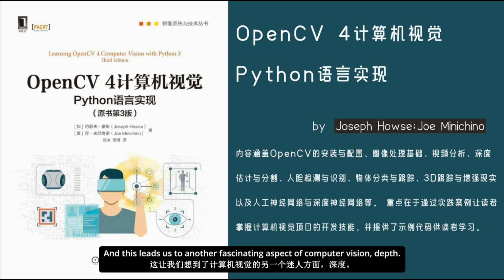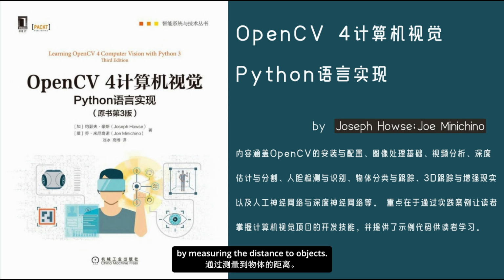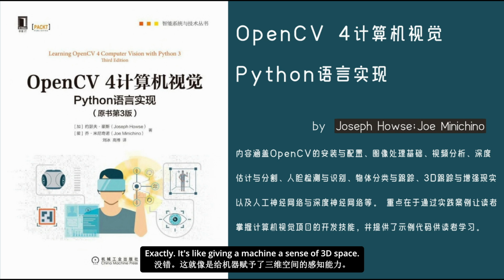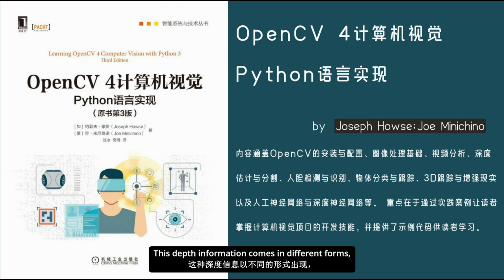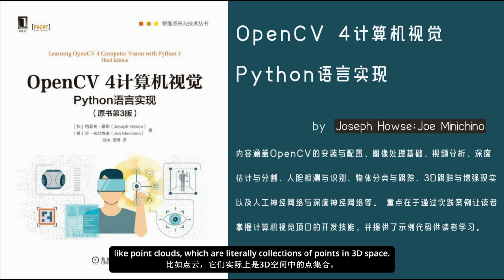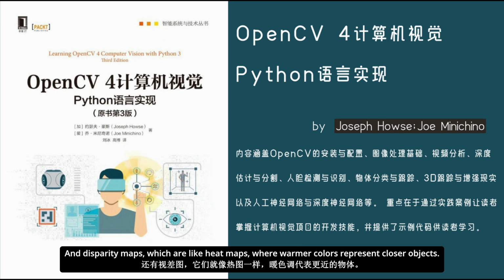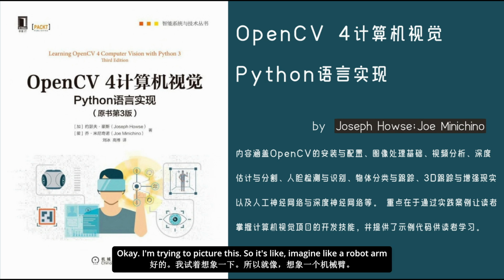Exactly. And this leads us to another fascinating aspect of computer vision, depth. The book talks about how depth cameras go beyond capturing a flat image by measuring the distance to objects. It's like giving a machine a sense of 3D space, allowing it to understand the scene in a much deeper way. This depth information comes in different forms, like point clouds, which are literally collections of points in 3D space, and disparity maps, which are like heat maps, where warmer colors represent closer objects. I'm trying to picture this. Imagine a robot arm.